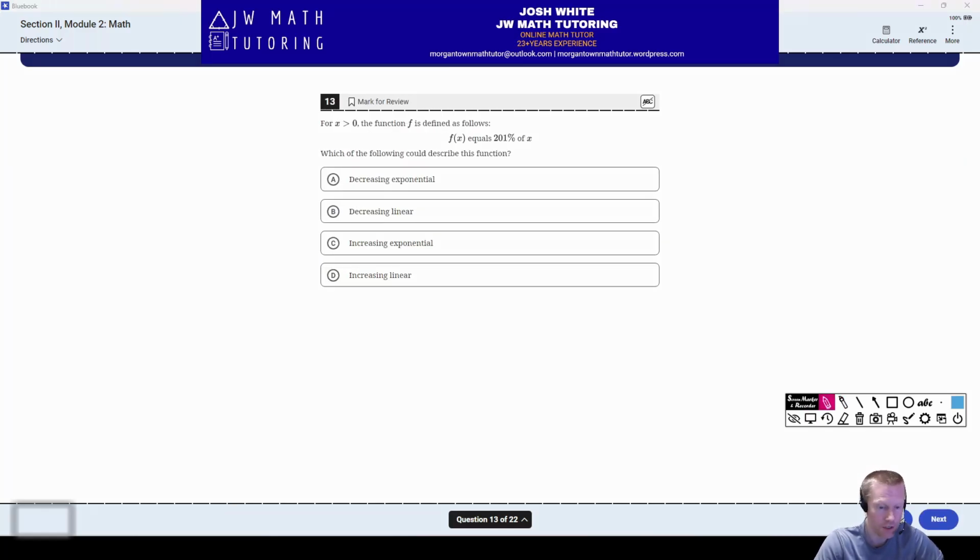All right, next up, question number 13. So let's talk about this one. You have a function that tells you f of x equals 201% of x. So which of the following could describe this function? So f of x equals 201%. Now as a decimal, that's 2.01 multiplied by x.